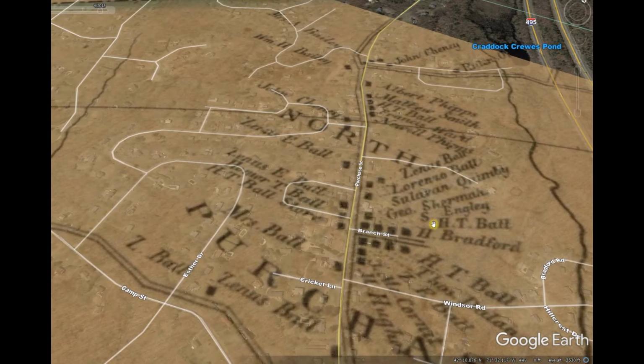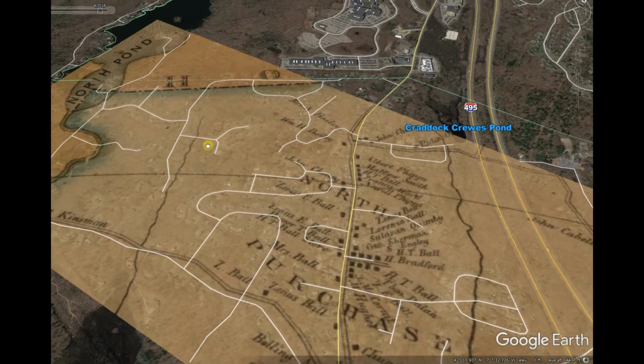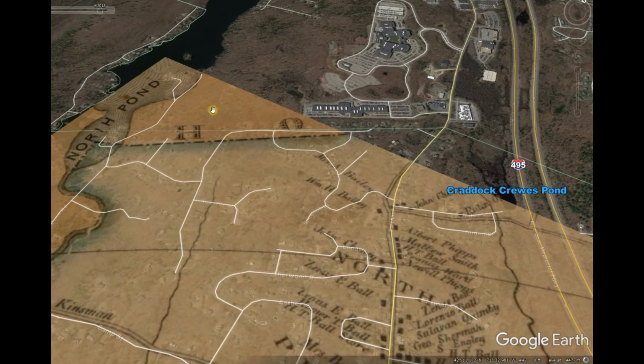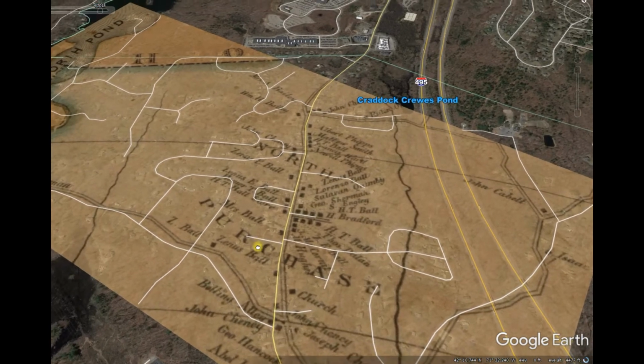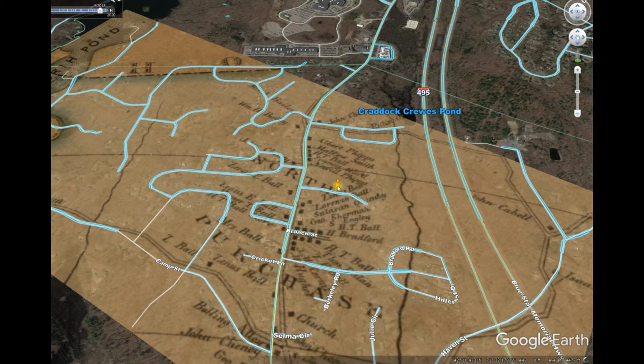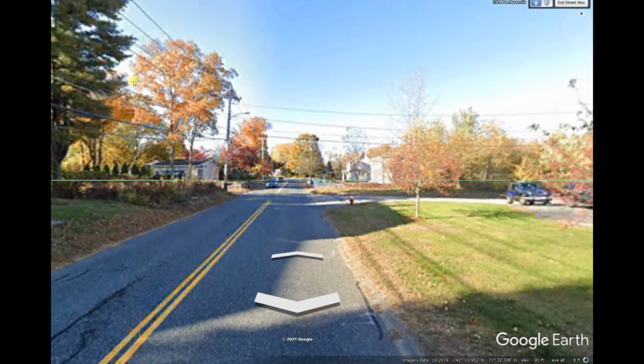So let's take a closer look at the Ball family here on the west side of Purchase Street. We can see here that the family really owned all of this land and all of this land here. And the Nelson property that was purchased is right in here. So this is behind most of their property. And let's take a little virtual history tour of Purchase Street. Let's take a look if we can see what Zenas Ball's house looked like, if it's still there.